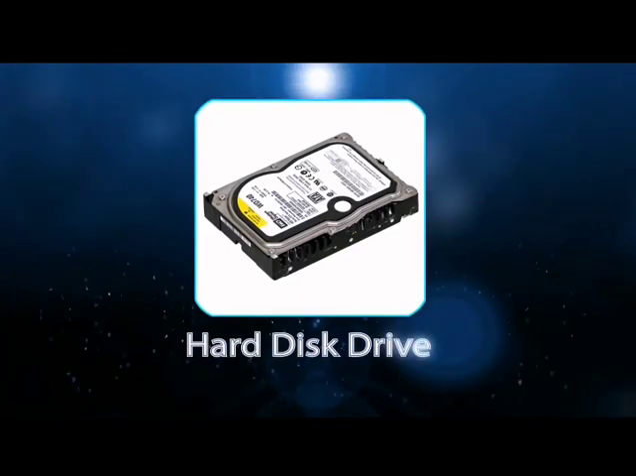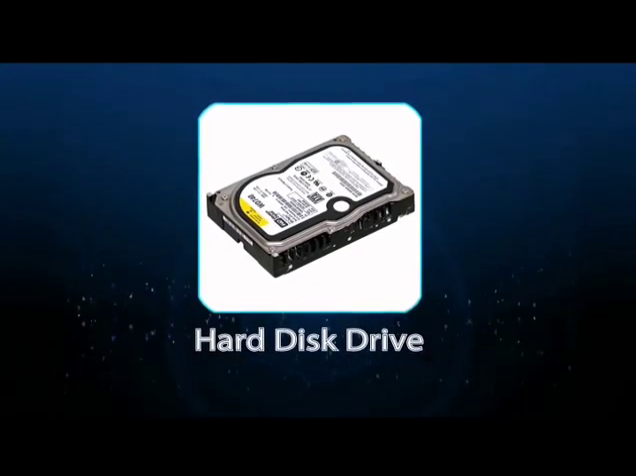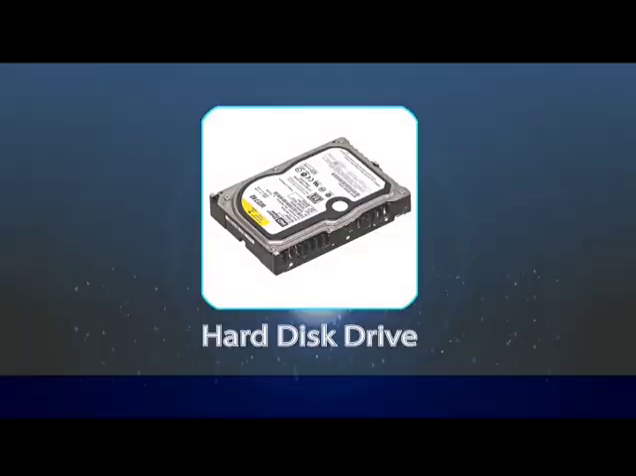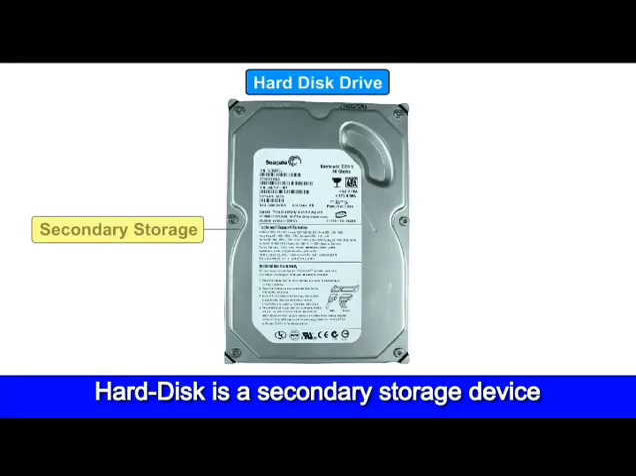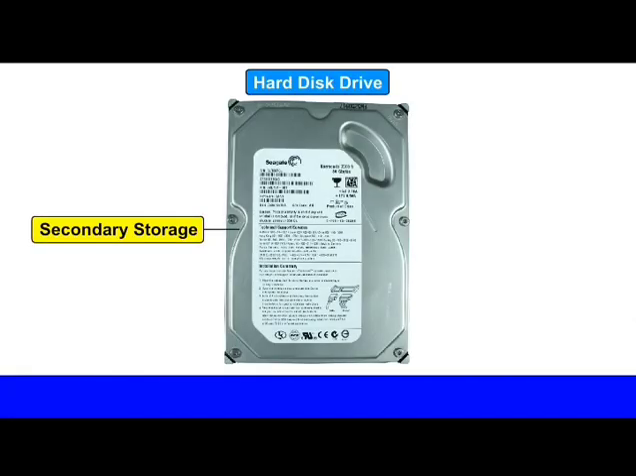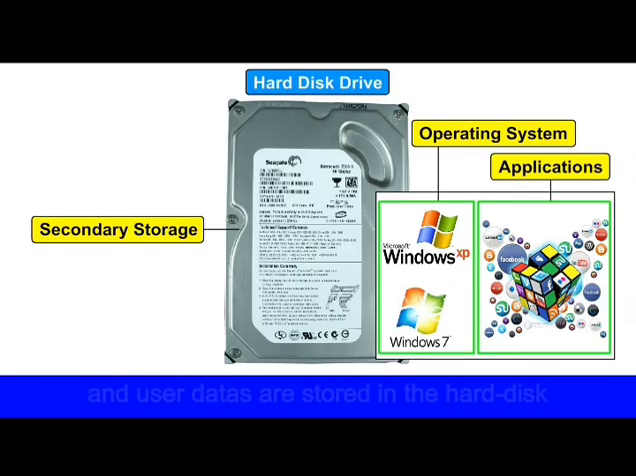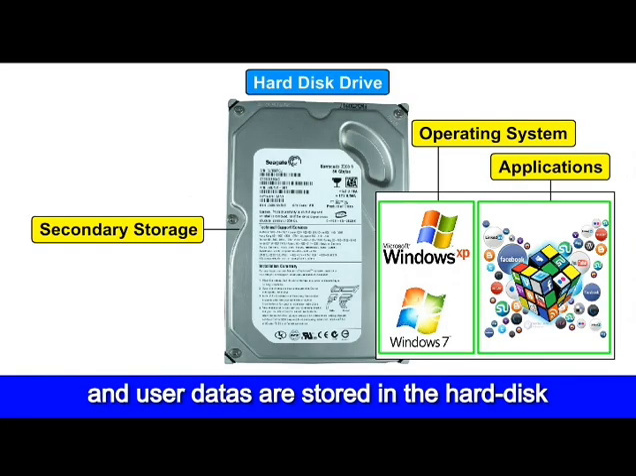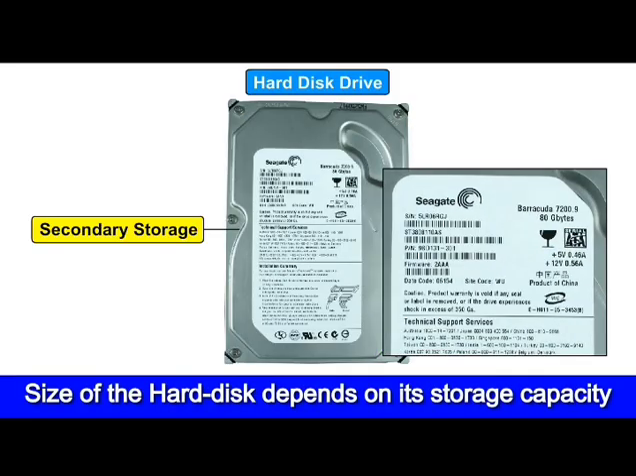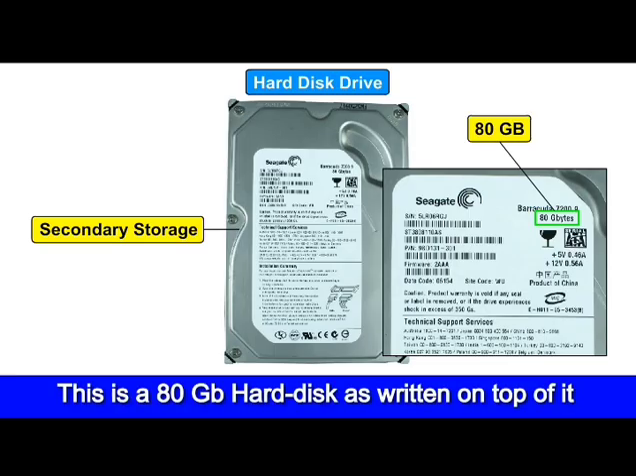Hard disk drive. Hard disk is a secondary storage device. Operating system, all application programs and user data are stored in the hard disk. Size of the hard disk depends on its storage capacity. This is a 80 GB hard disk as written on top of it.